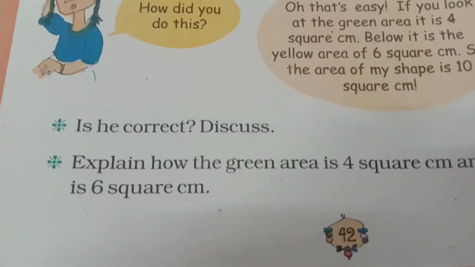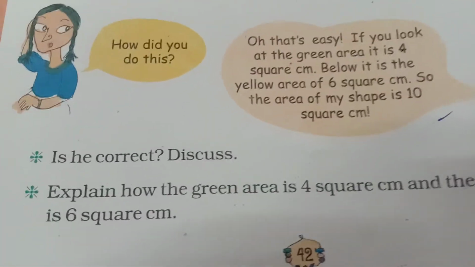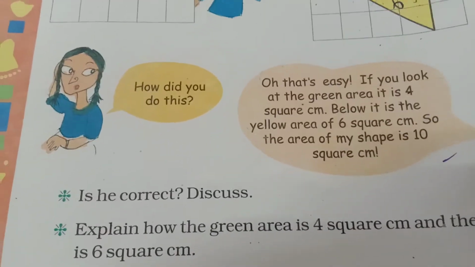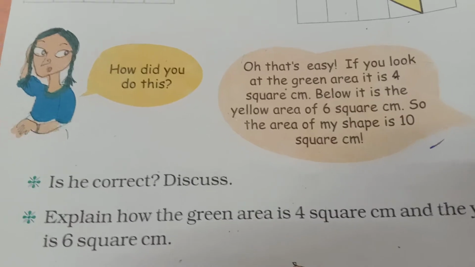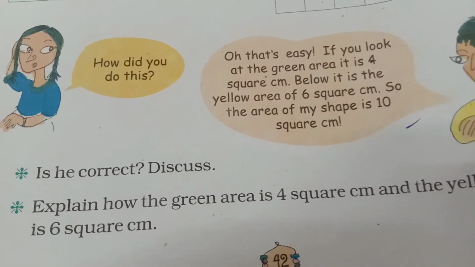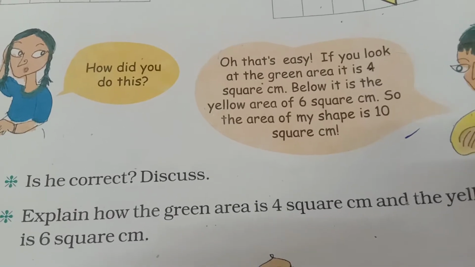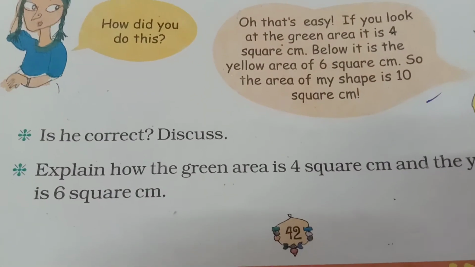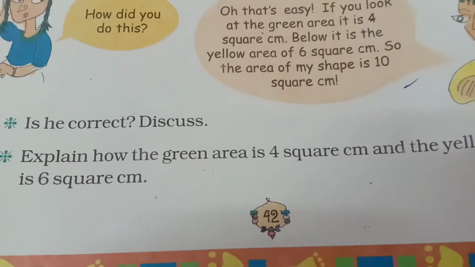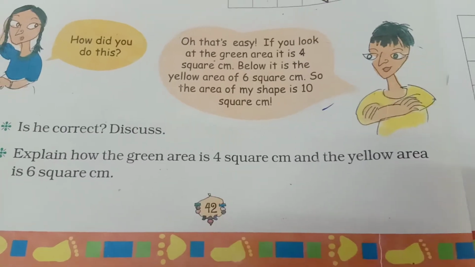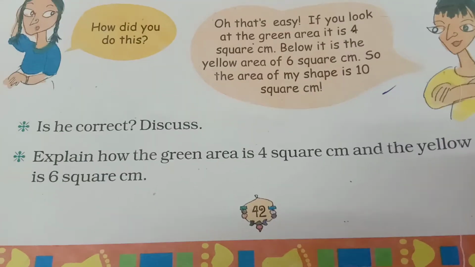Is he correct? Discuss. Yes, Asif is correct. Why? I have just explained. We found the area of his shape as 10 square centimeters by counting the squares which are completely filled, which are more than half filled, and which are exactly half filled. Explain how the green area is 4 square centimeters and the yellow area is 6 square centimeters.